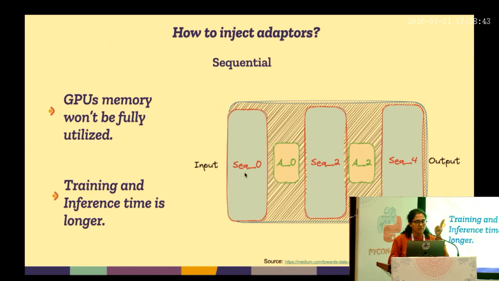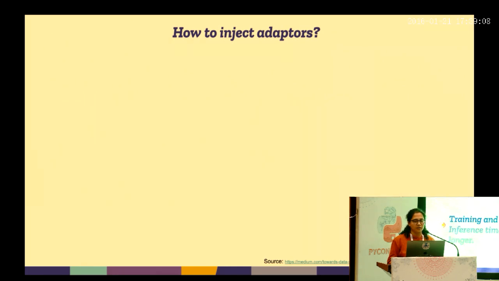Now there are two disadvantages with this design. One is that GPU memory is not fully utilized because GPUs are optimized for parallel processing. So when it's looking at this block, it's doing very few computations, right? Second, the very nature of the design means the forward pass is going to take longer. Sequential design means it's going to take longer. So if the forward pass is taking longer, then training and inference time is also going to take longer, right?